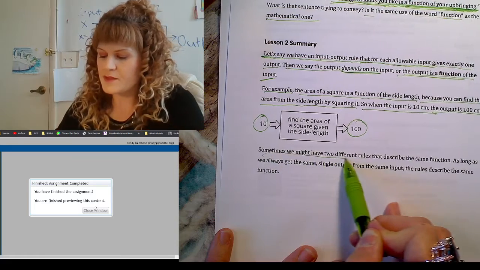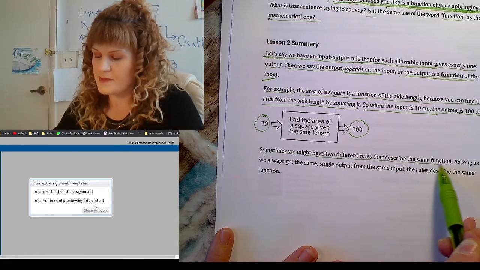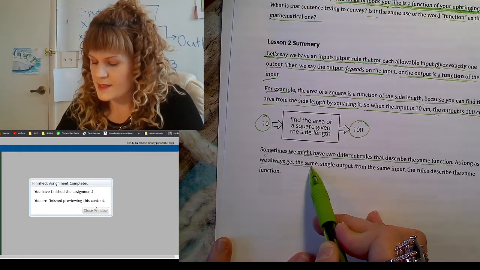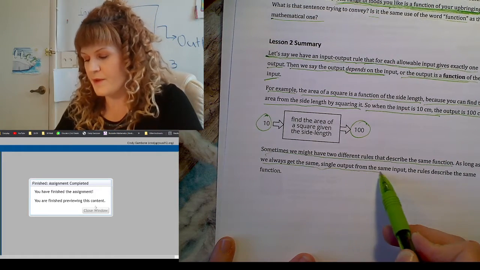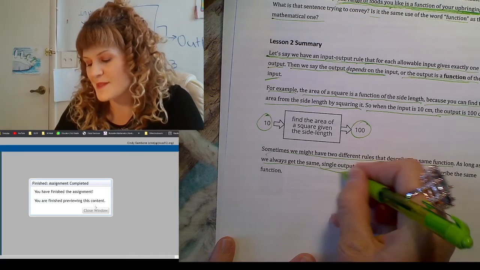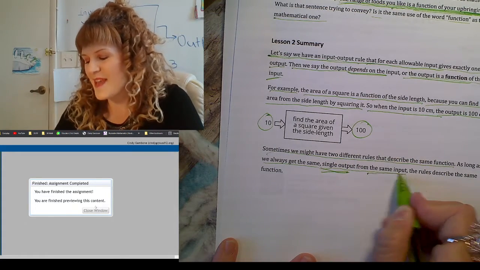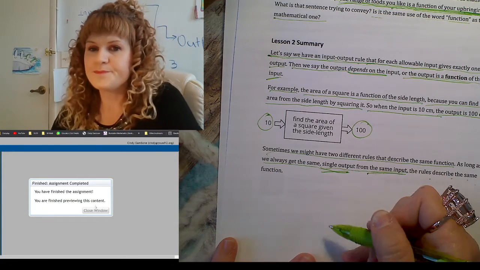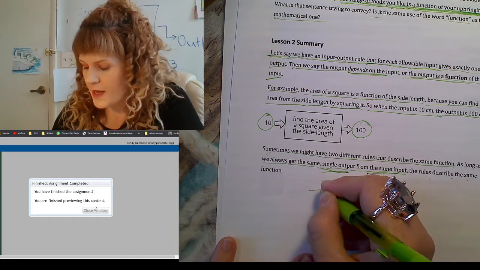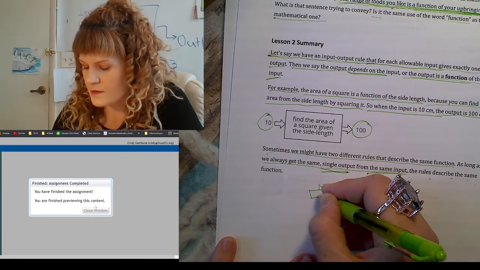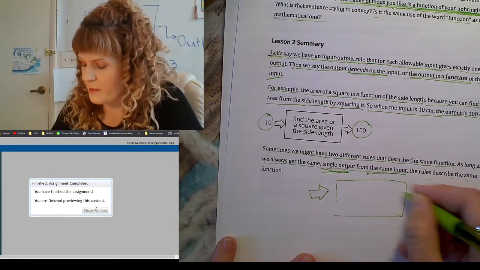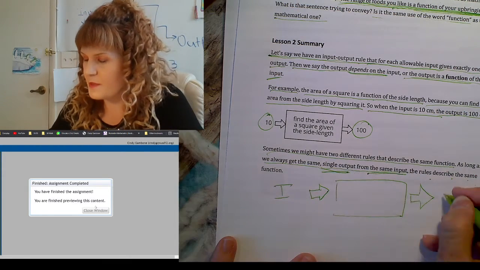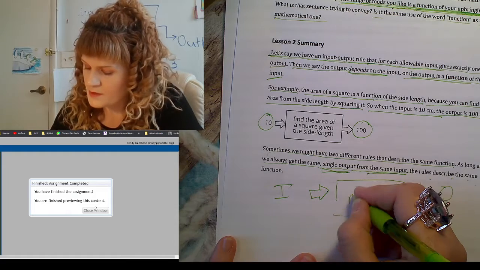Sometimes we might have two different rules that describe the same function. As long as we always get the same single output from the same input, the rule describes the same function. So we could have two different rules. And remember, the rule is the stuff in the box. I like to call it instructions. Anyway, here's the input, here's the output, and here's the rule.